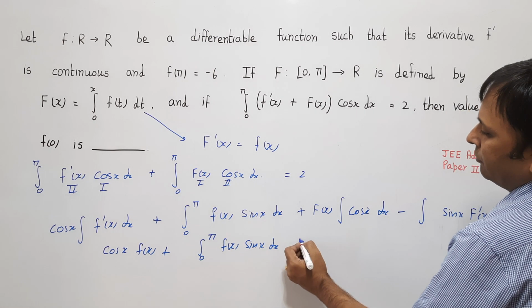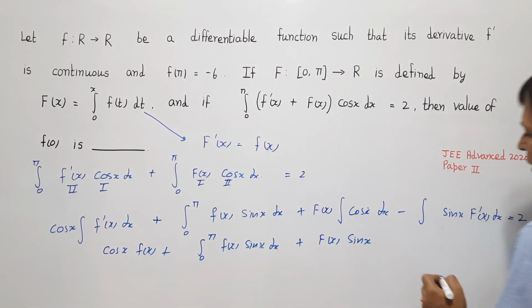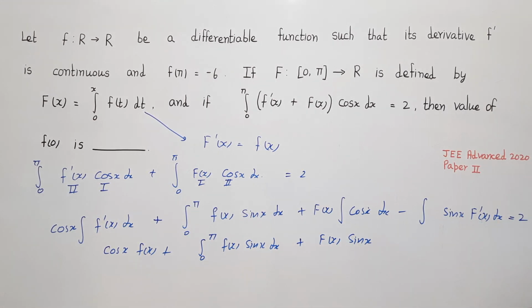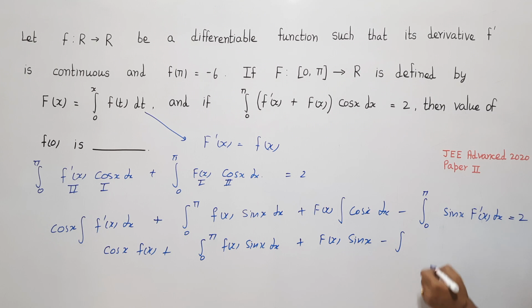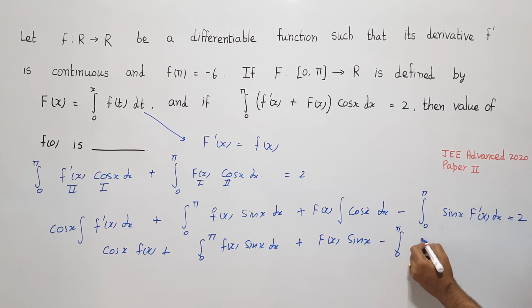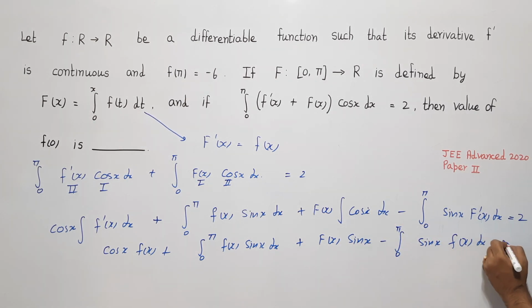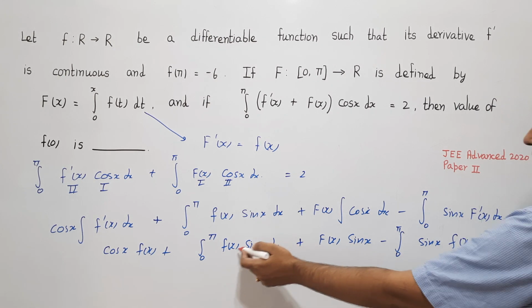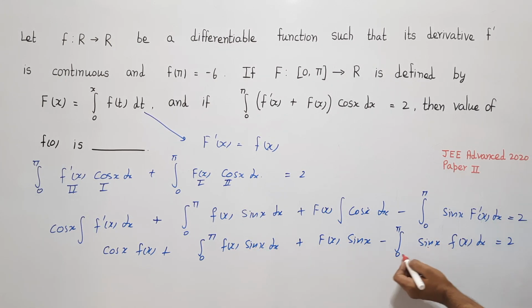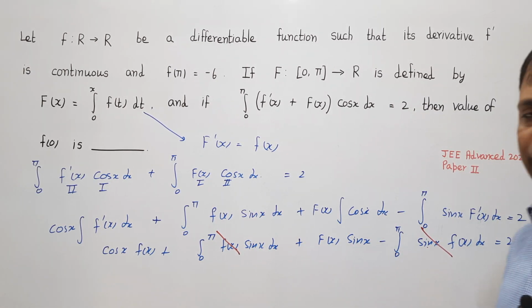The integral of cos of x we know is sin of x. So this becomes capital Fx multiplied by sin of x, minus the integral from 0 to pi of sin of x into capital F dash, which is small fx, equal to 2. Now if you carefully see, this fx sin x dx with limits from 0 to pi, and this other fx sin x dx with limits from 0 to pi, have opposite signs, so they cancel each other.